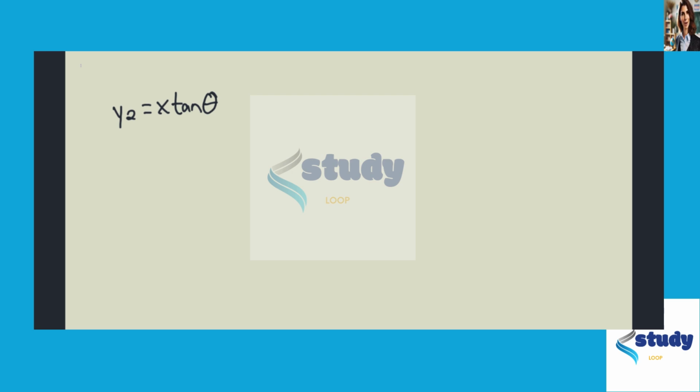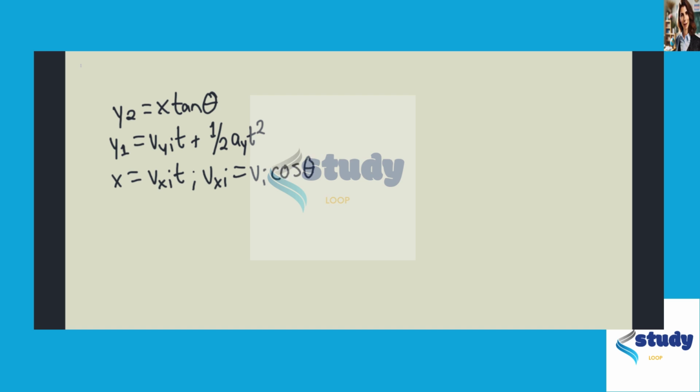We can say that the equations of motion for the object are going to be y sub 1 equaling vy initial t plus 1/2 a sub y t squared. And then x is going to be equal to vx initial t, with vx initial equaling v initial cosine of theta. And of course, vy initial equaling v initial sine of theta.